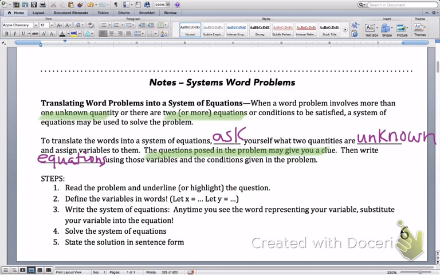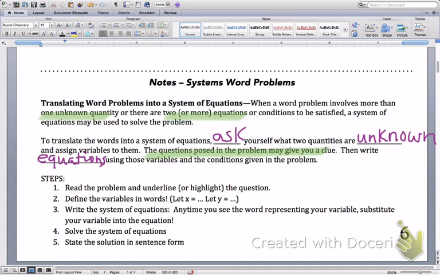All right, so the general steps are: carefully read the problem and underline or highlight anything that's important. Define the variables, like let x equal, let y equal. Write the system of equations. Remember, as you read, the words representing the variables are going to be part of your equation. Then you solve using elimination and state the solution in sentence form.